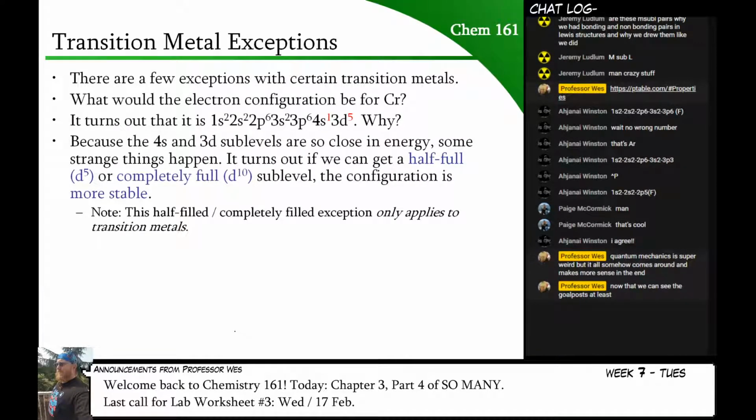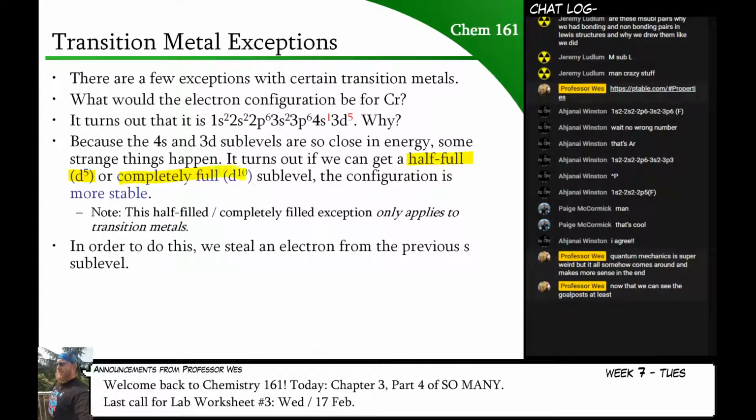So the rule for this is called the half full or completely full rule, but it only works for transition metals. So if you can get half full or completely full by moving only 1 electron, and that's an important caveat, so we'll write that in here too. By moving 1 s electron. Then the result is what we'd expect. It'd be more stable.